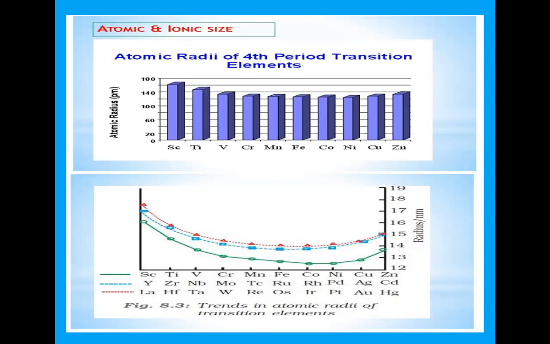Just observe here. At the beginning, it's slowly decreasing. In the middle, it is almost the same. At the end, once again, it increases. For this, you should conclude like this. At the beginning, nuclear charge dominates over screening effect. In between, nuclear charge is equally compensated by screening effect. At the end, screening effect dominates over nuclear charge. That is why you can observe at the beginning a decrease in atomic size, at the end once again an increase in atomic size.